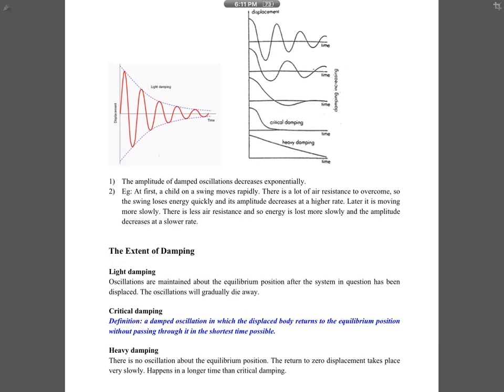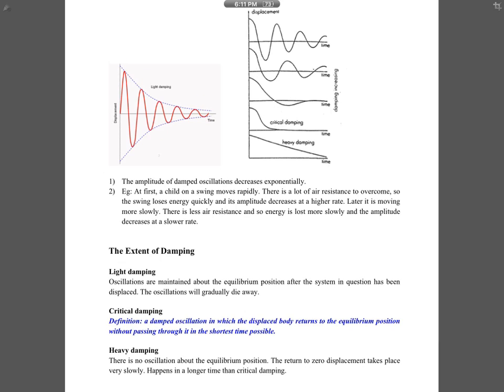So which one will have higher air resistance, when you're moving fast or moving slow? Fast. Yeah. So when the amplitude is big, you're moving faster, so therefore you have more air resistance. So therefore you lose more energy. But when the amplitude is small, you're moving slower. So you have less energy lost due to air resistance. Does it make sense? Yes. Right. So it is actually exponential drop.